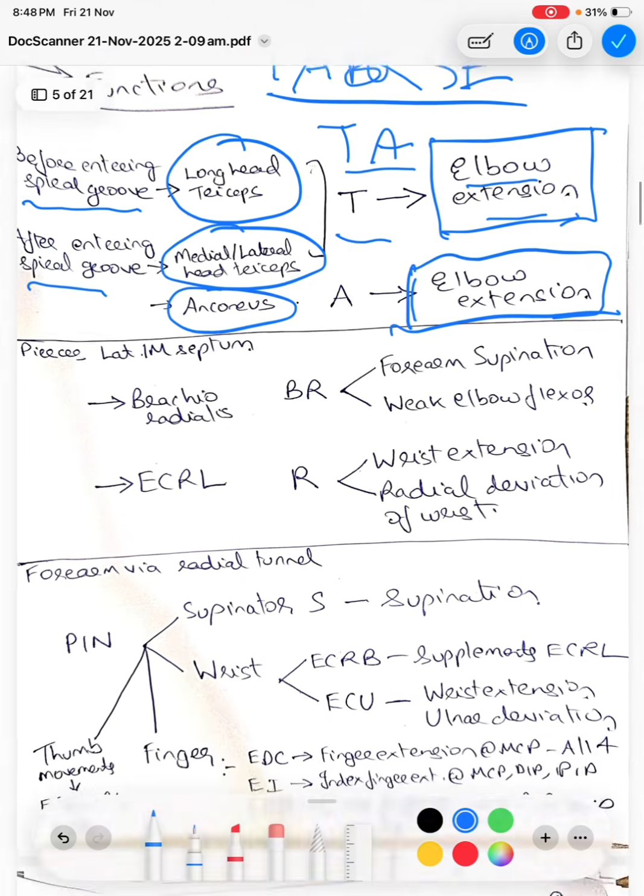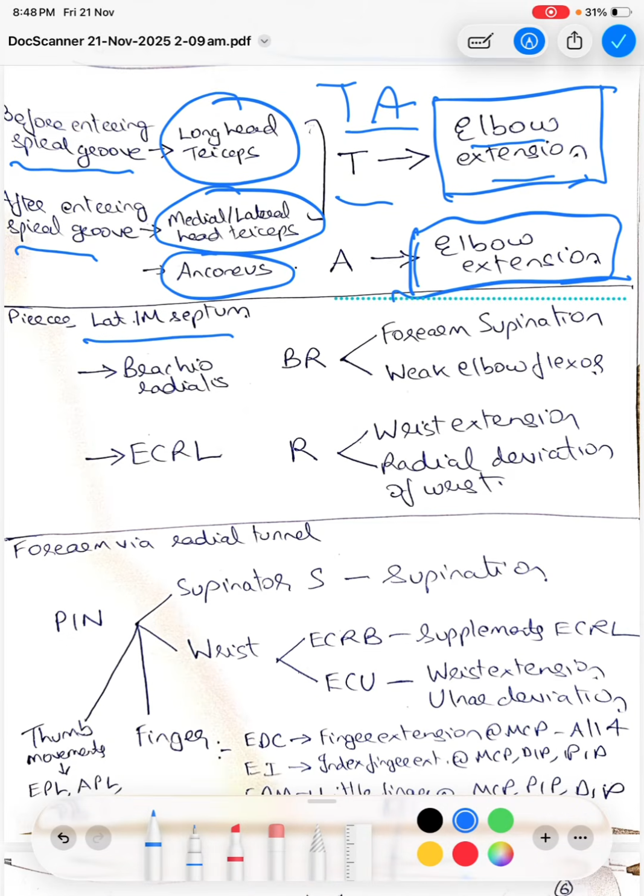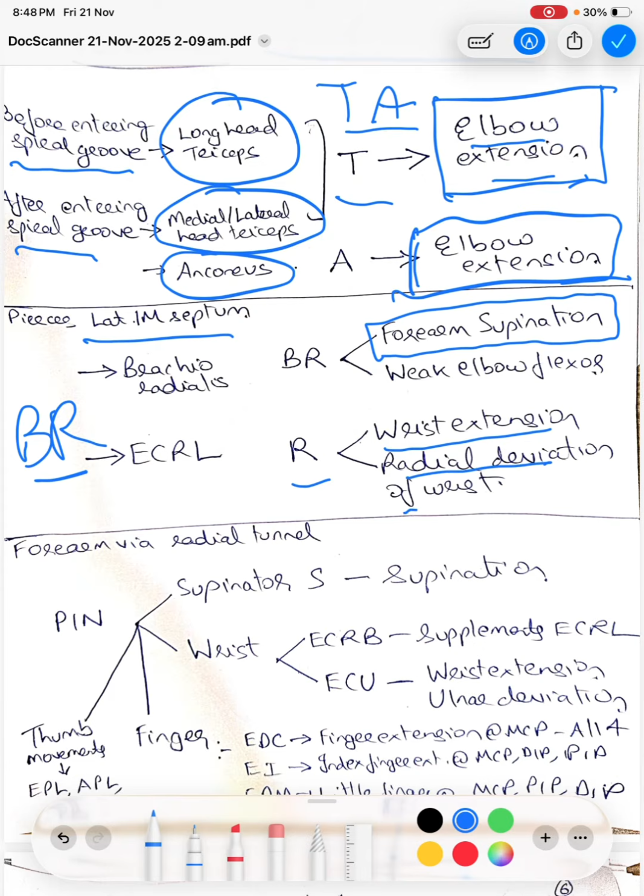Okay, going distally, it pierces the lateral intermuscular septum and goes into the anterior or anterolateral compartment of the arm, where it supplies BR, brachioradialis, and ECRL. What is the function of brachioradialis? The main function is forearm supination. It is also a weak elbow flexor, but the main function is forearm supination. The second is ECRL. ECRL causes wrist extension and radial deviation of the wrist. So ECRL is a wrist extensor.